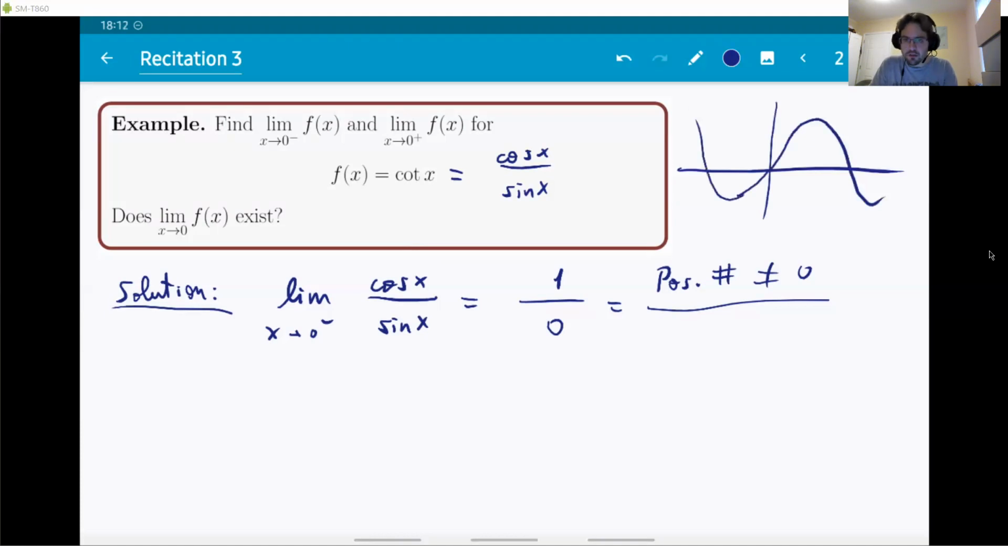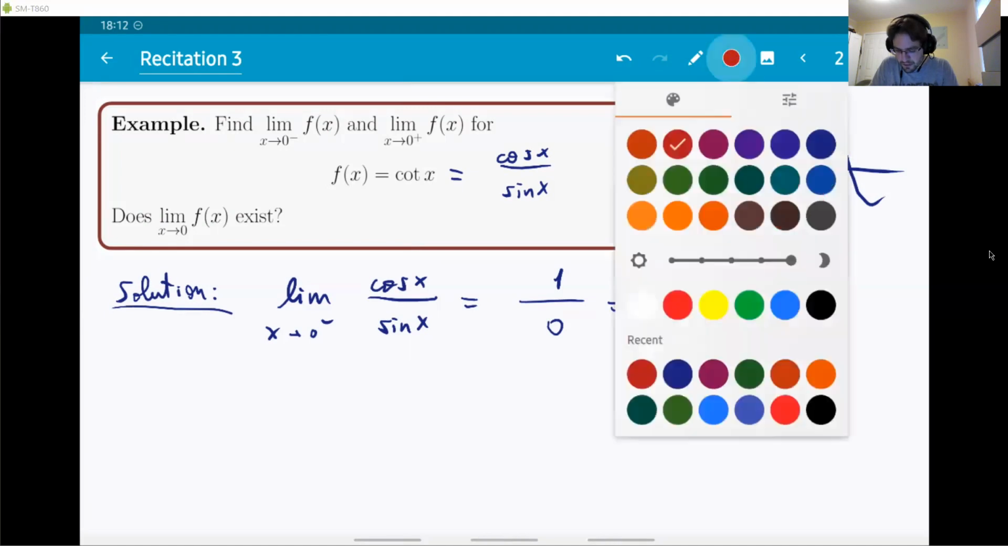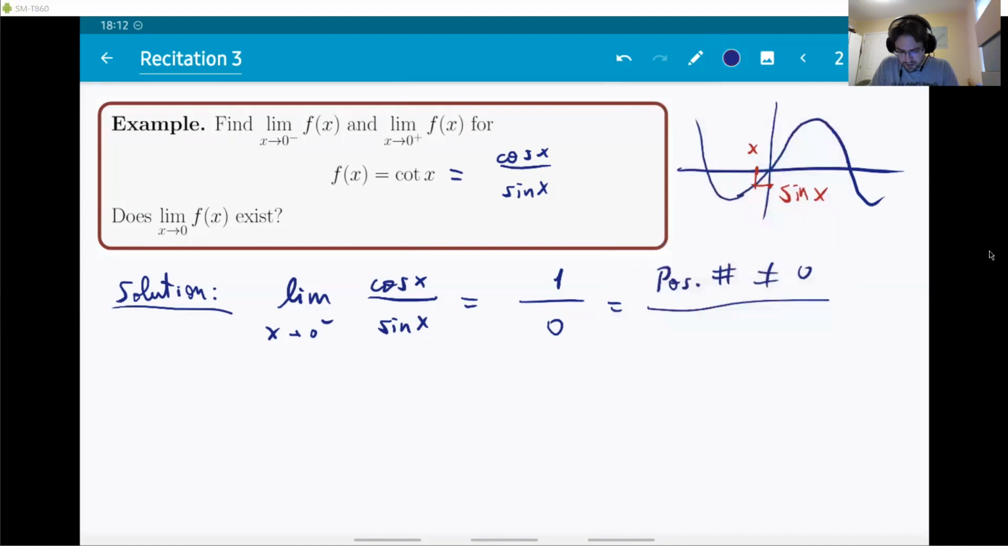You know, the graph of sine looks more or less like this. So if you have an x that's on the left side of 0, but close to it, sine of x will be negative. So what we have downstairs here is a negative number close to 0. So positive over negative is going to give you a negative. And now the fact that it's 0 downstairs but not upstairs gives you infinity. So that is this limit.